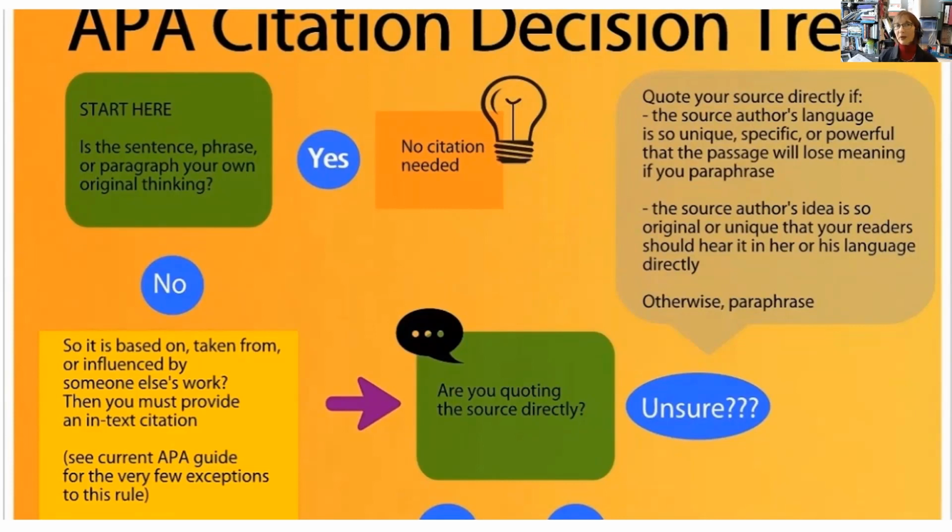If you're quoting directly, then that's something where you would use quotation marks and a page number. Remember that the purpose of citations is to direct people to the source. And if something is specific, like a quote, you want to be able to direct them to it. We try to minimize the use of quotes because you don't want a manuscript that's full of quotes, but if the author's language is unique or specific, so that it would lose the meaning if you paraphrase it, then you want to use a quote. But oftentimes we want to go more towards paraphrasing and synthesizing the work.